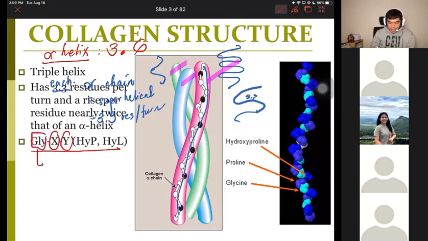Gly pertains to glycine. Ang glycine, ang simplest amino acid as we remember, and because of the presence of only a hydrogen atom in the side chain, this gives flexibility in the alpha chain. So in short, ang purpose niya ay flexibility.